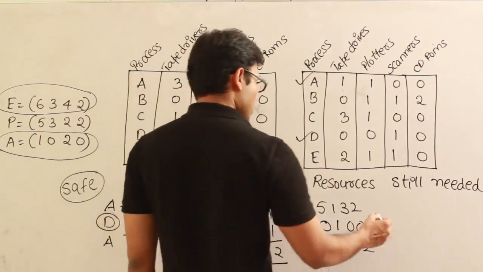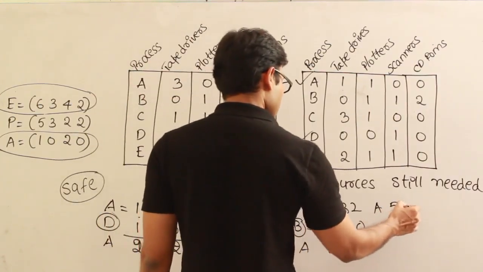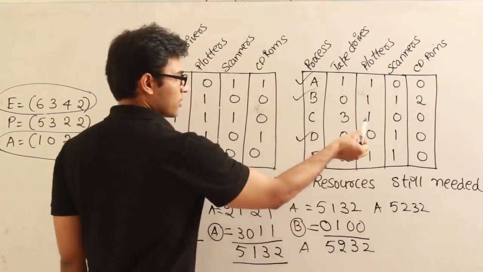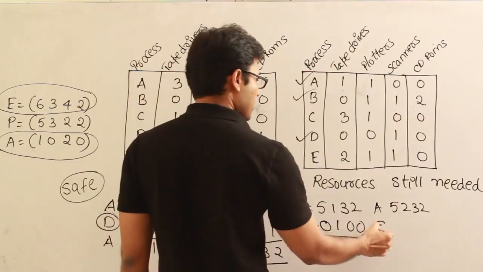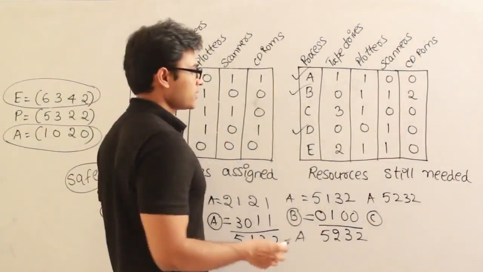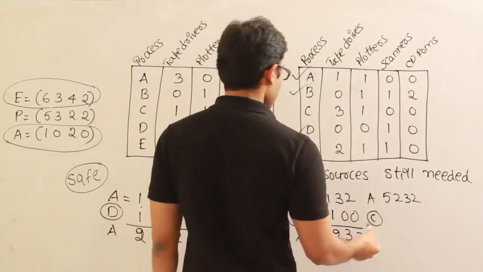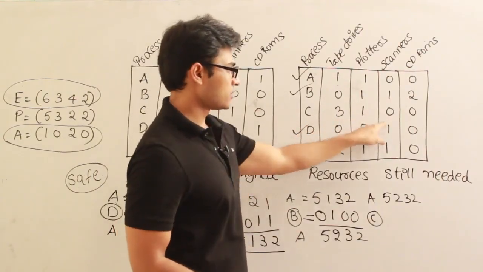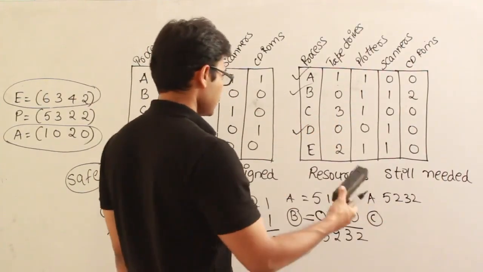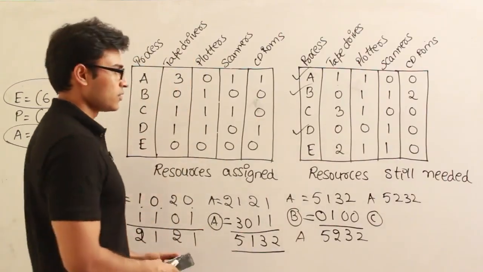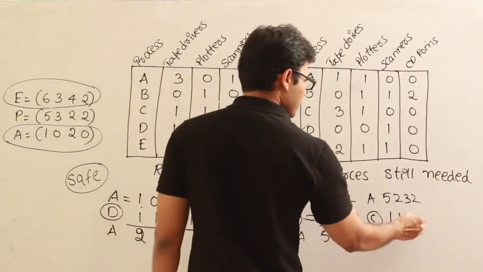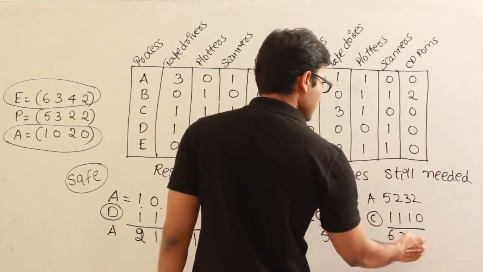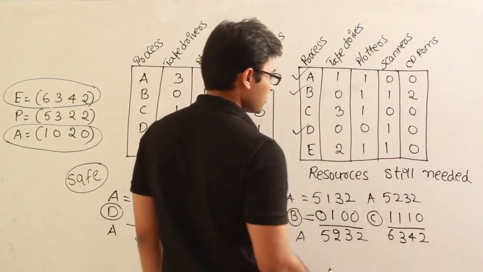So now using this new availability, 5232, what could be satisfied? See, B is over. You could easily satisfy C. So if I try to satisfy the need of C, C's need can be satisfied because it needs only 3100. I have 5232. Therefore it can be satisfied. What will it release? 1110. Therefore C is going to release 1110. Then what will be the new availability? 6342. This is the new availability, right?